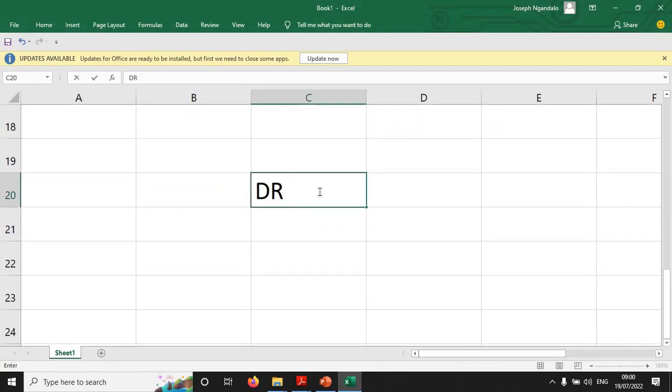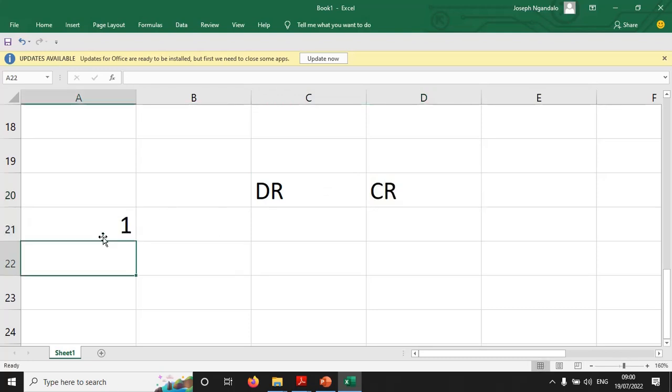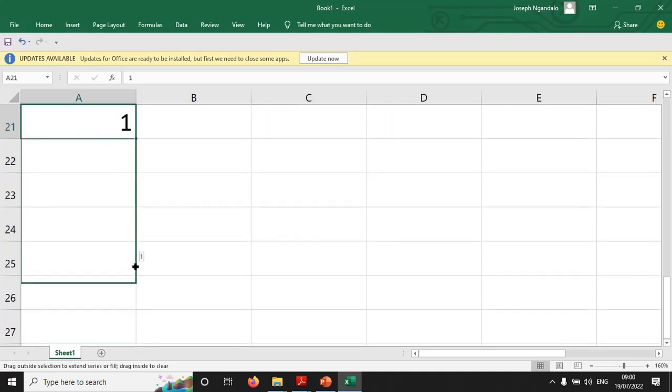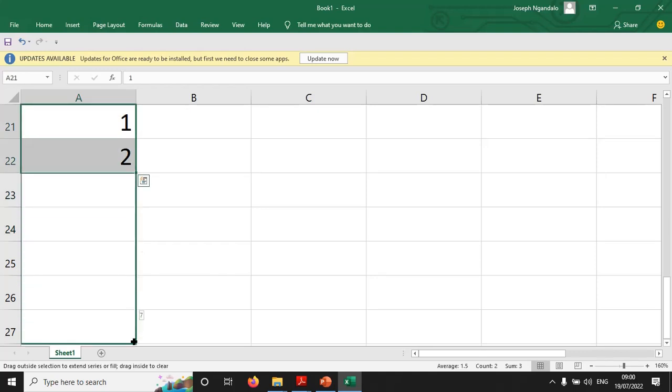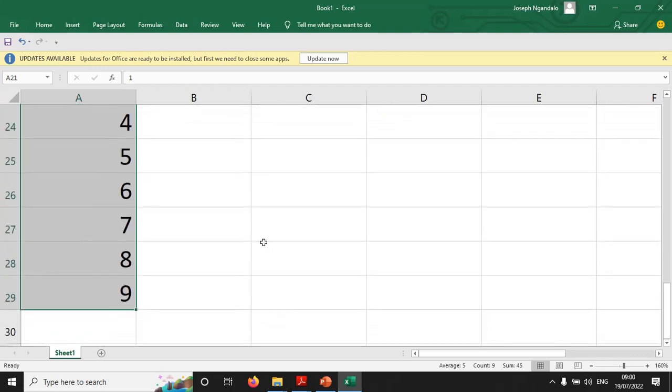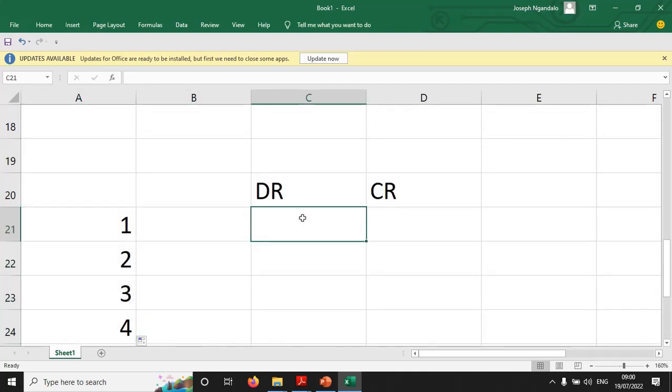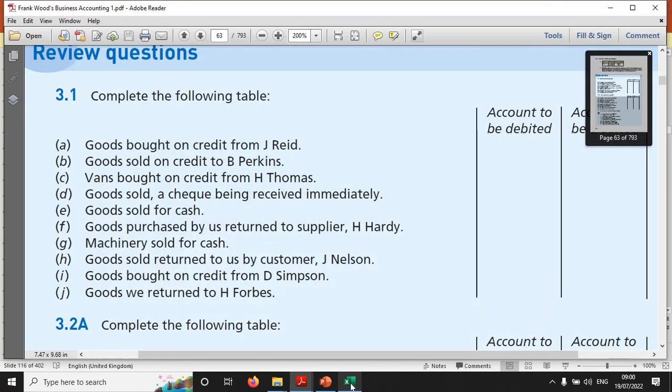Here there is what? Debit. Eh? Here there is what? Credit. How many accounts do we have? How many transactions rather do we have? Let me just do this. So for the first one, what are we being told? Goods bought on credit from J. Rate. Now listen to this. Every time we meet that word goods, it's either we are selling or we are what? Buying. Meaning that it's either purchases is involved or what? Sales is involved. So let's begin.